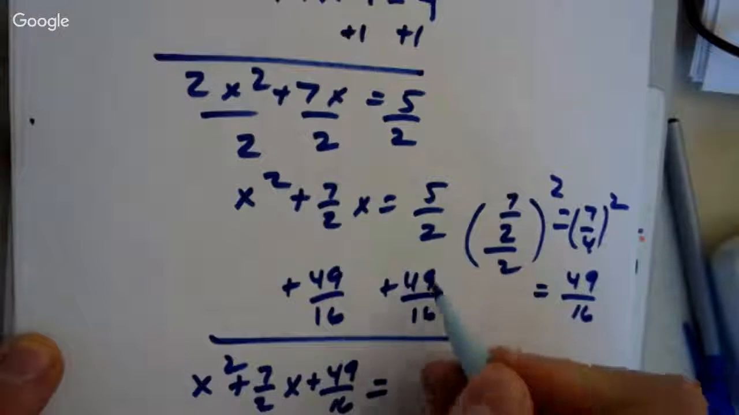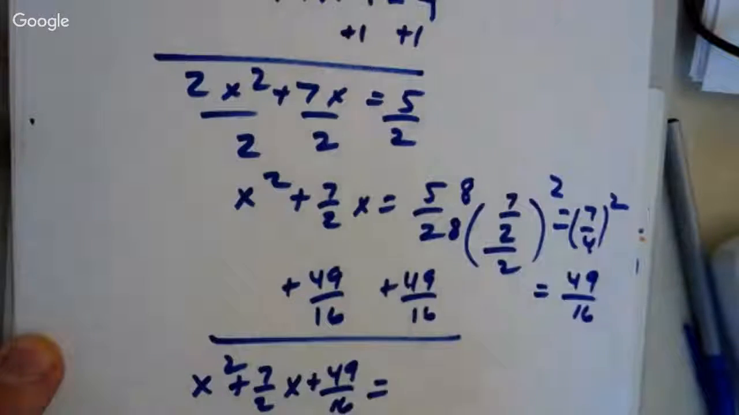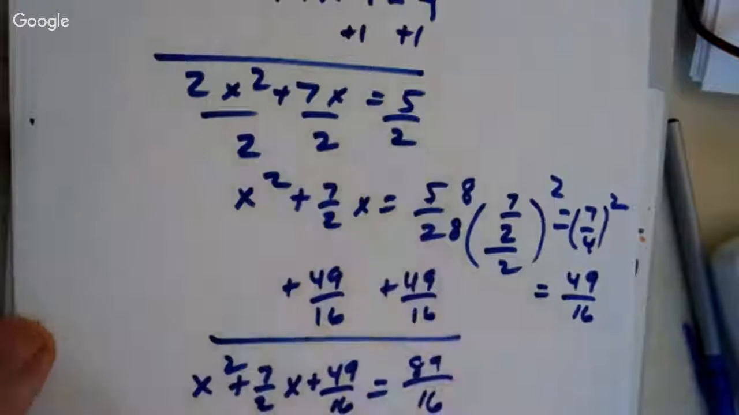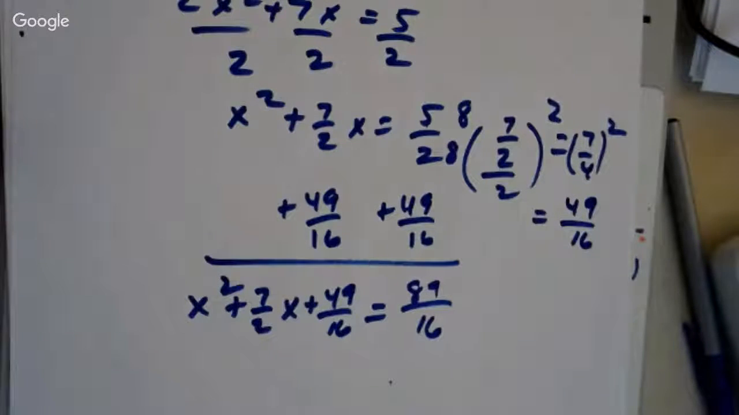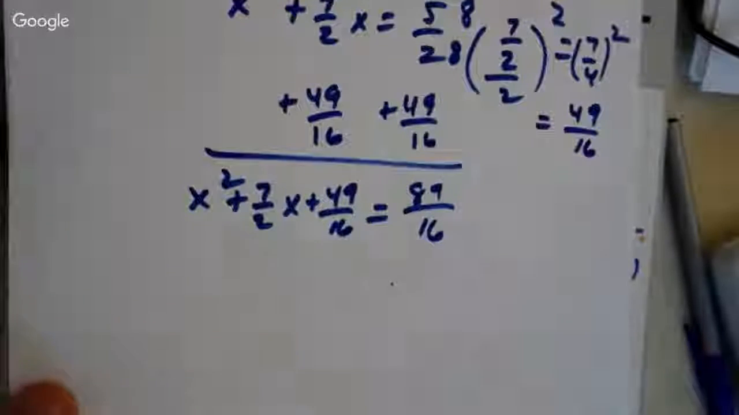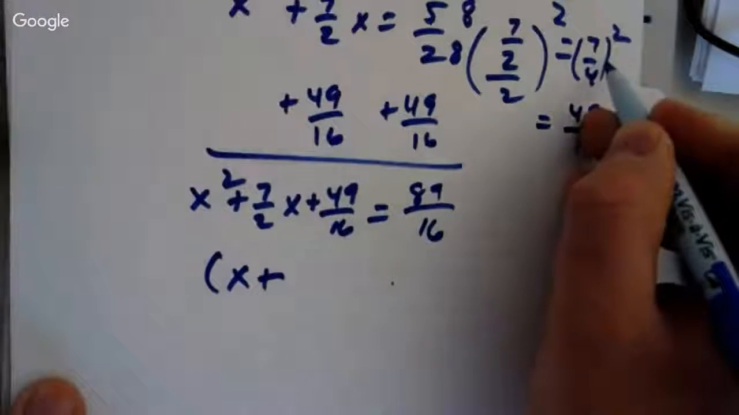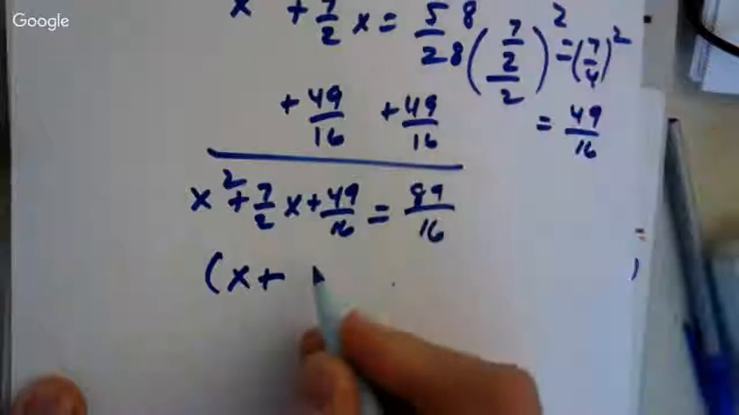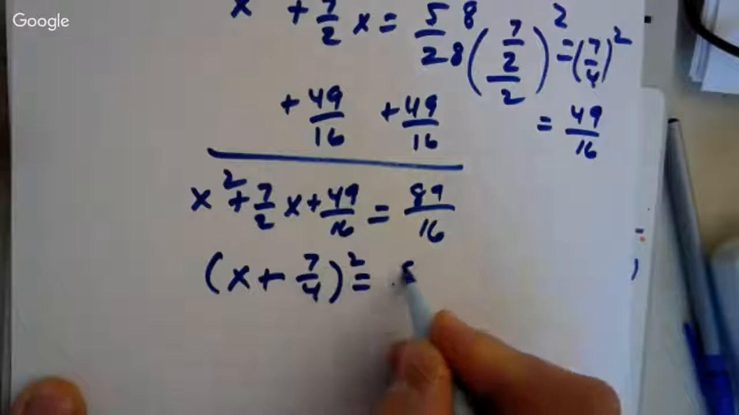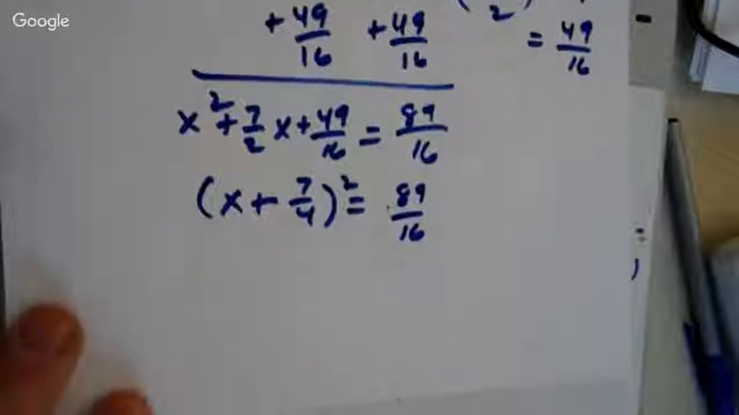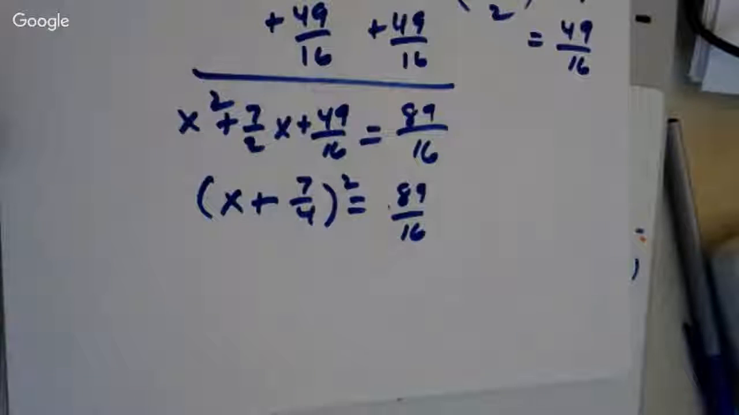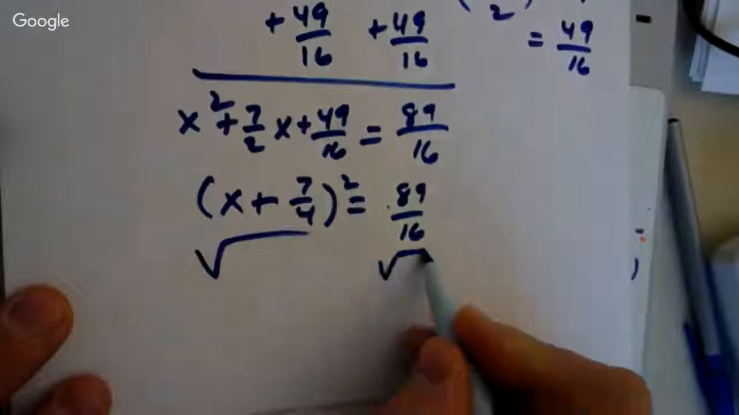Okay, now common denominator of 16 and 2 is 8. So I multiply both of these by 8. That gives me 40 plus 49, so I have 89 over 16. Now the good news is the top is nasty, but the bottom is not. What does this factor to? Right, whatever you squared. So you don't have to figure that out. Whatever you squared is whatever the factor comes out into. Take the square root of both sides.